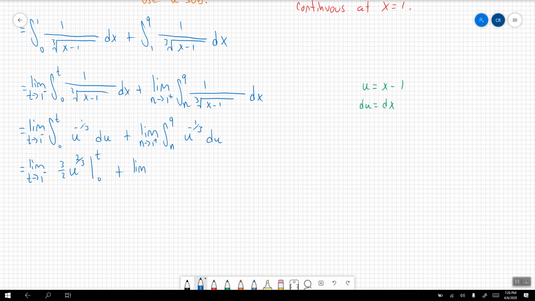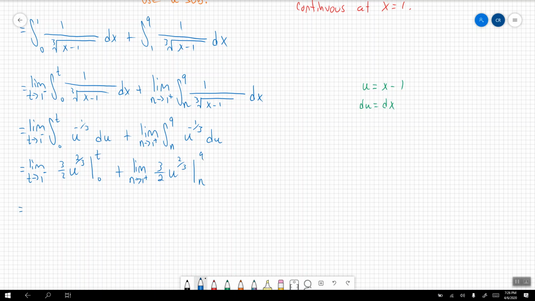Same thing here. Limit as n goes to 1 from the right-hand side, and this is going to be 3/2 multiplied by u to the power of 2/3, and that's going to be evaluated from n to 9.